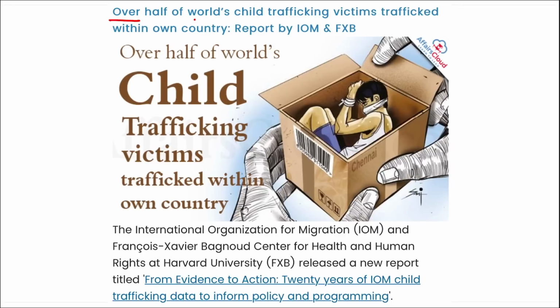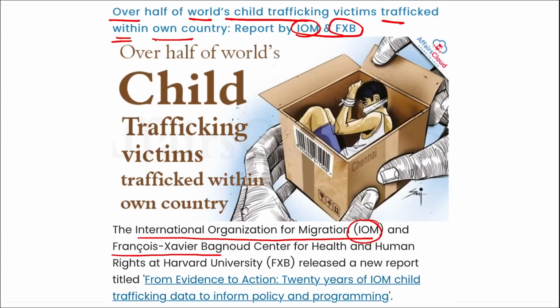Next, over half of the world's child trafficking victims are trafficked within their own country, as per the report by IOM and FXB. I repeat, International Organization for Migration, that is IOM, along with the Francois-Xavier Bagnoud Center for Health and Human Rights at Harvard University, that is FXB. Together they released a report titled From Evidence to Action: 20 years of IOM child trafficking data to inform policy and programming.